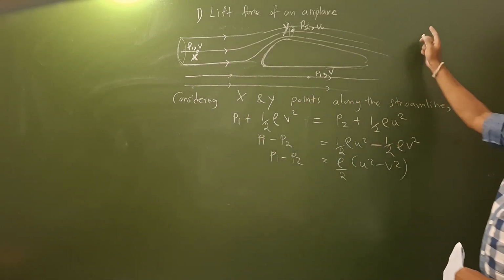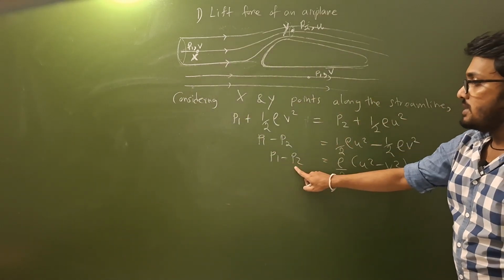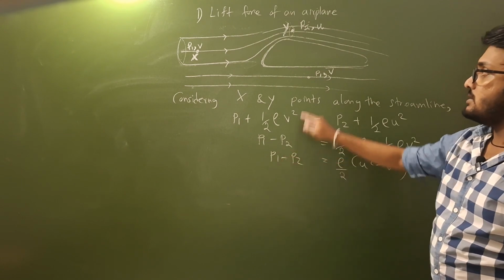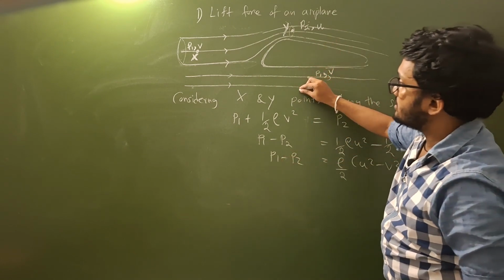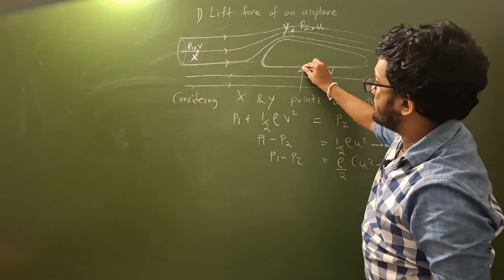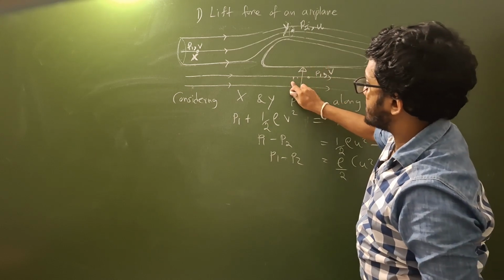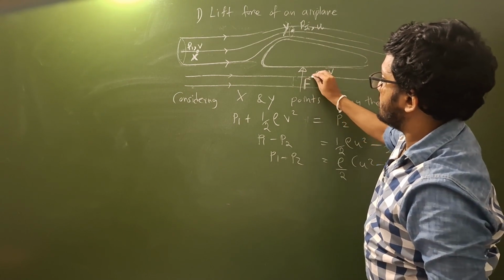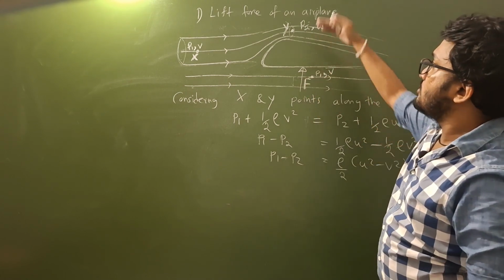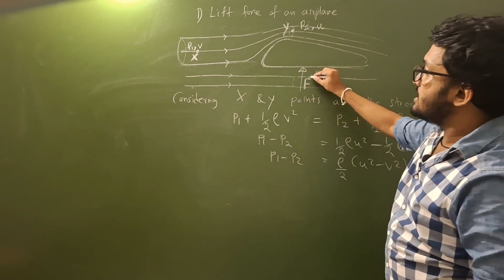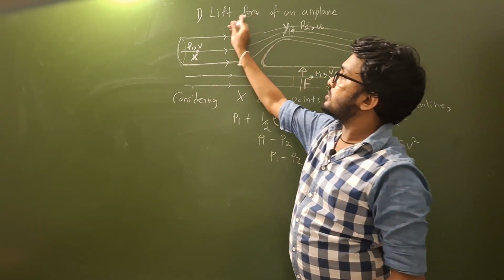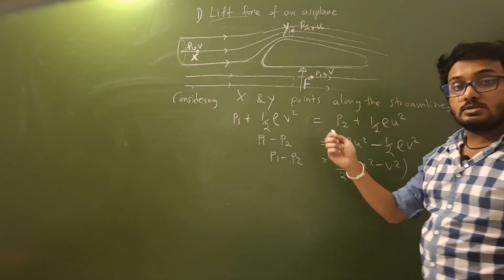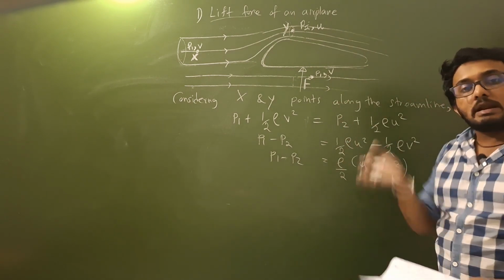From P1 to P2, from higher pressure to lower pressure, there is a force acting. So you have to draw this. There is a force acting now, from P1 to P2. This is what we call the lift force. This is the force that is causing the train to lift up.